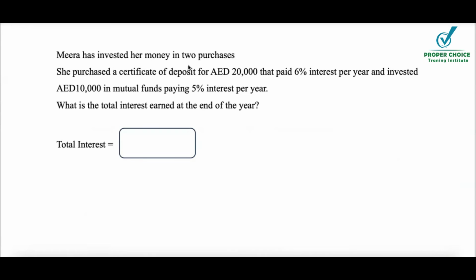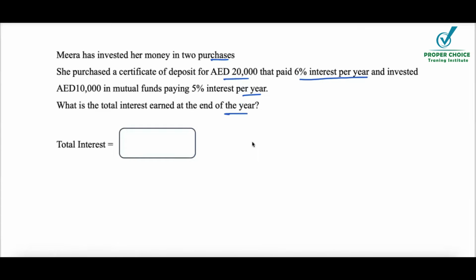Mira has invested her money in two purchases. She purchased a certificate of deposit for AED 20,000 that paid 6% interest per year and invested 10,000 dirhams in mutual funds paying 5% interest per year. What is the total interest earned at the end of the year?